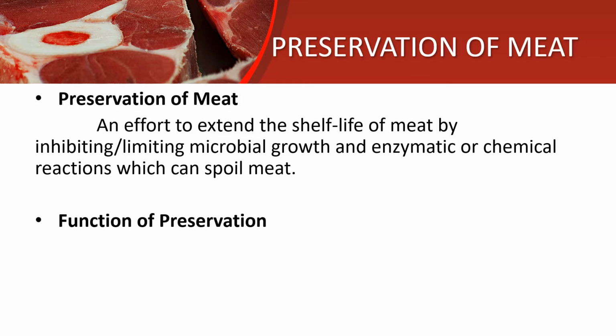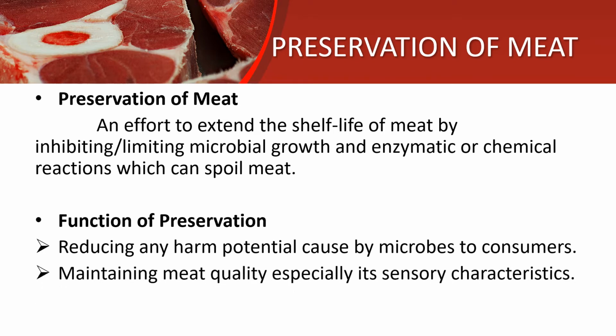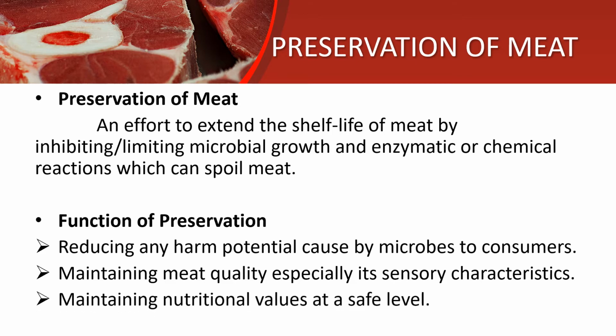Preservation of meat is an effort to extend the shelf life of meat by inhibiting or limiting microbial growth and enzymatic or chemical reactions which can spoil meat. Functions of preservation. First, reducing any harm potential caused by microbes to consumers. Second, maintaining meat quality, especially its sensory characteristics. And the last one, maintaining nutritional values at a safe level.